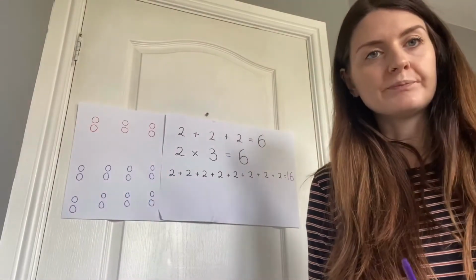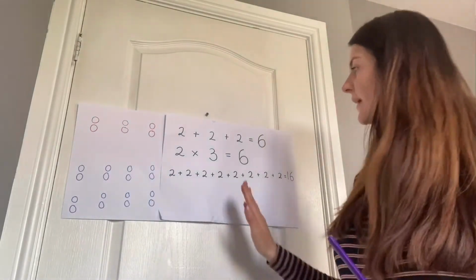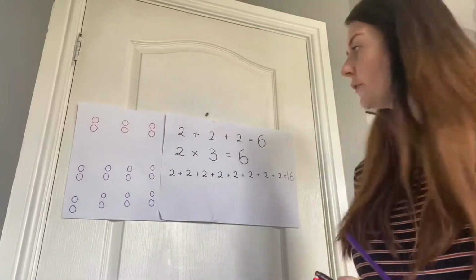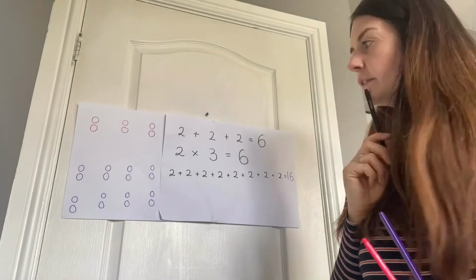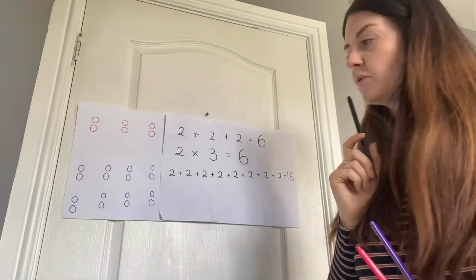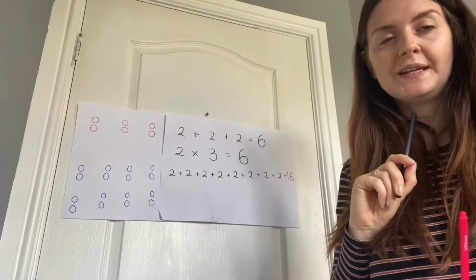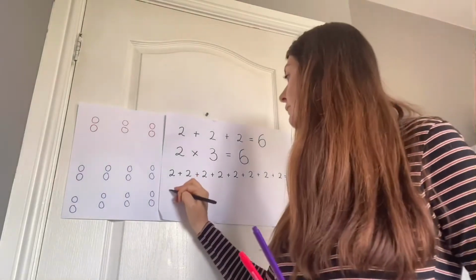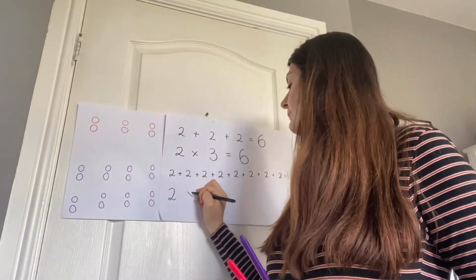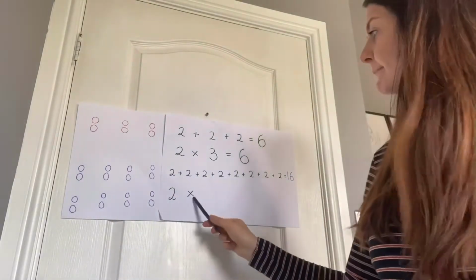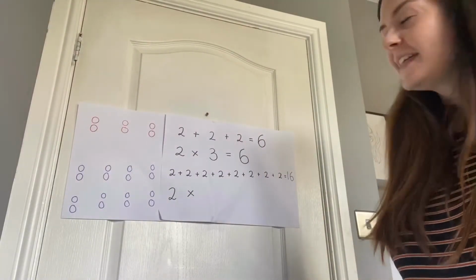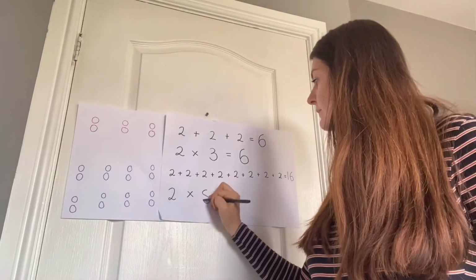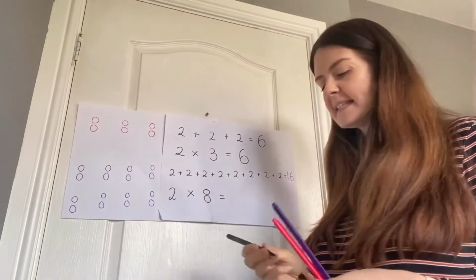all together. Okay? So now we're going to write this as a multiplication as we did before. So who can think about what the first number is going to be? The first number is going to be the amount that's in one of the groups. So the first number is going to be 2. And then we're going to put our times or our multiply symbol. And then how many groups did we have all together? That's right, we had 8 groups. So we're going to be doing 2 times 8.